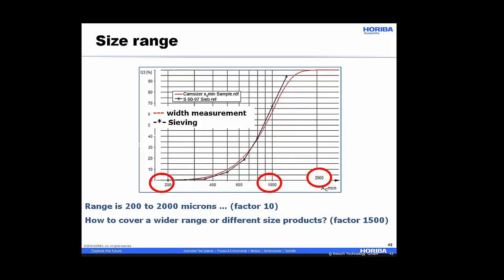A couple of asides. I showed you a picture with a size range of 200 to 2,000 microns. So that's only a factor of 10. How are you going to cover a wider range of sizes or different size products? If you have a material where you are interested in finding out the dust as well as the overs, you're going to need a wider size range, or you're going to have pretty good analysis for that wider size range.